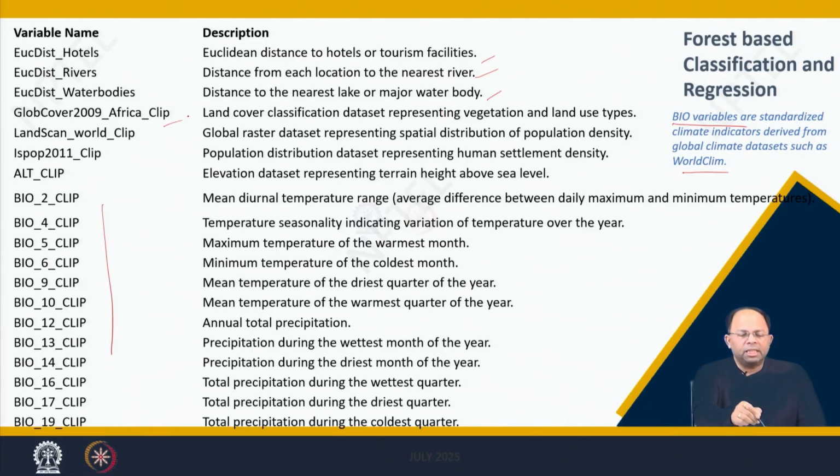Then we are using a land cover classification data set for vegetation and land use type. Then a raster data set representing the spatial distribution of population density. Then a population distribution data set representing human settlement density. Then the elevation of that area, the mean diurnal temperature range, temperature seasonality indicating variation of temperature, maximum temperature of the warmest month, minimum temperature of the coldest month, precipitation during the wettest month, precipitation during the driest month. All this data we are putting in, and we are seeing that there is some relation between the incidence of dengue and all these different features.